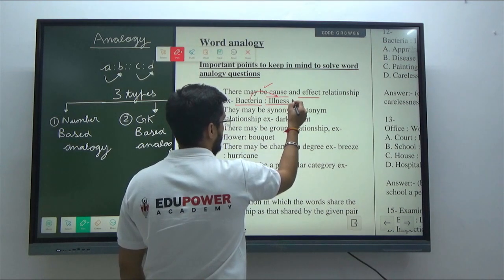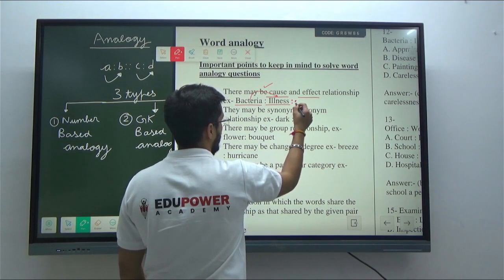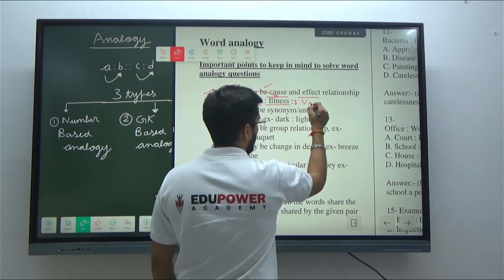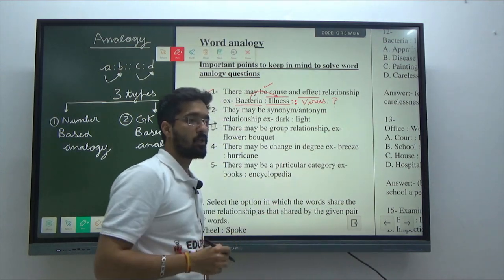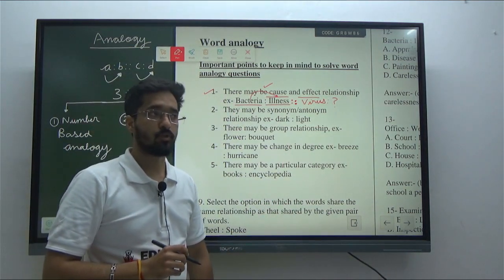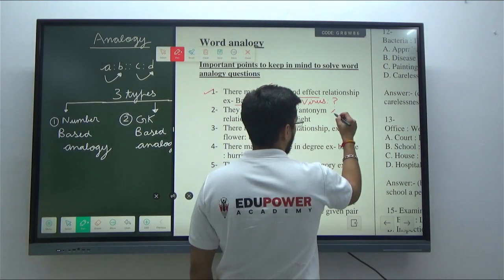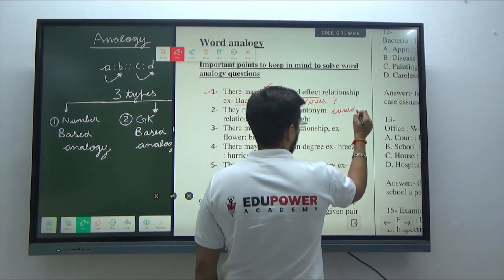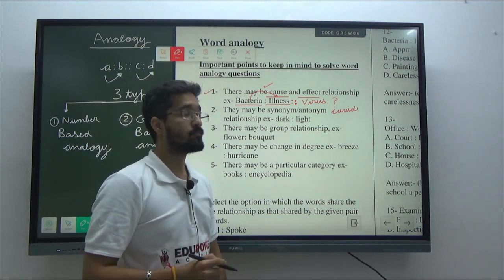So for example, tell me, bacteria is to illness, so virus is to what? What does virus cause? There can be many answers. COVID, virus can cause COVID, right? It can cause COVID.